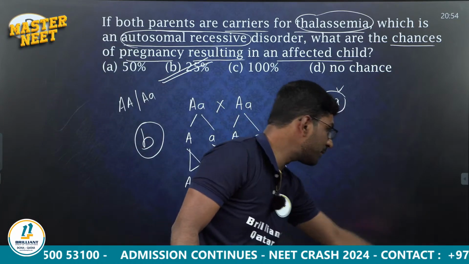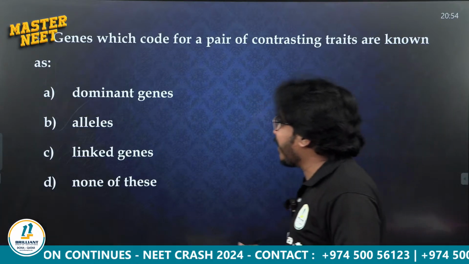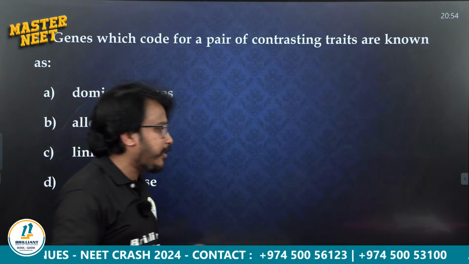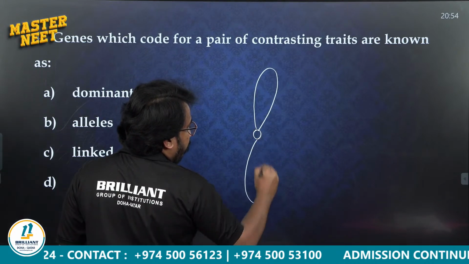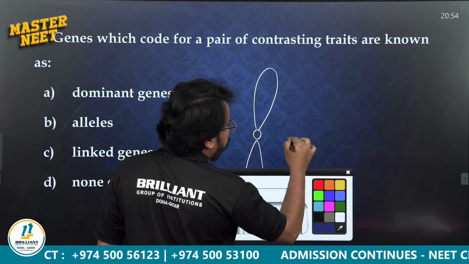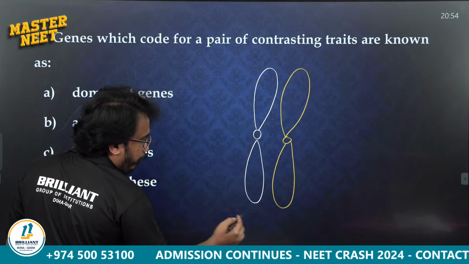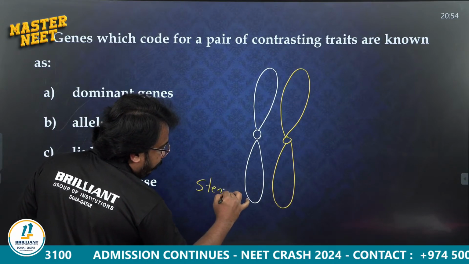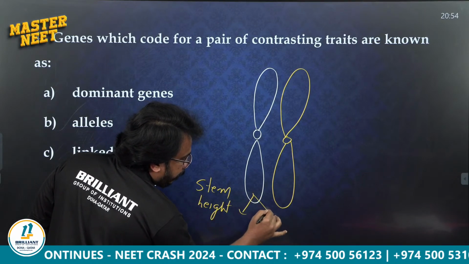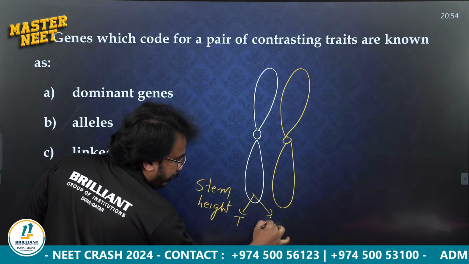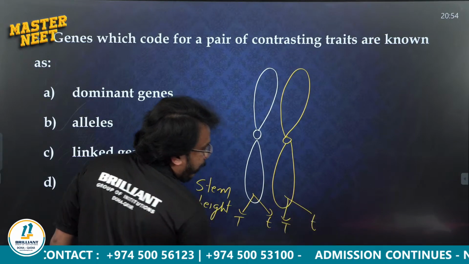Look at the next question. Genes which code for a pair of contrasting traits are known as. You already know about it. But still, you have to keep in mind, in a pair of chromosomes, which is called homologous chromosomes, at a locus different genes are coming. For example, at this locus, if the stem height gene is coming, it can have 2 possibilities. Either it can have tall or it can have dwarf. Here also, it can have either tall or dwarf.